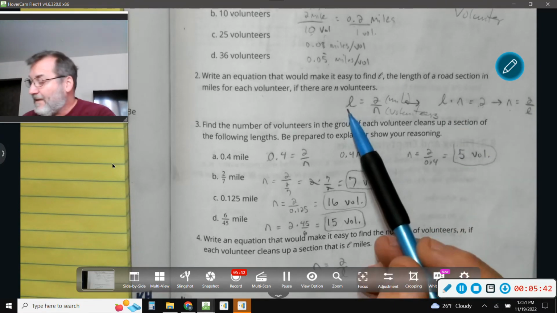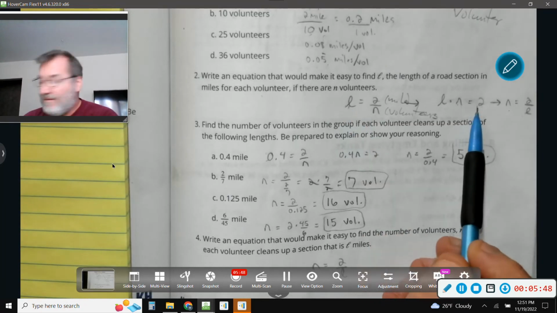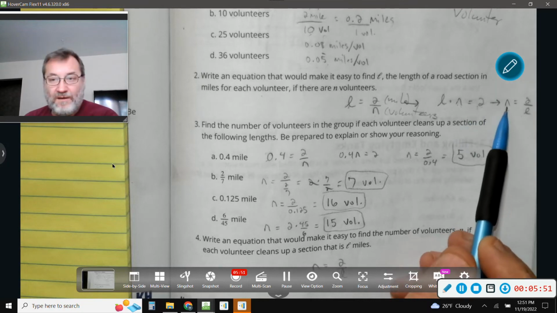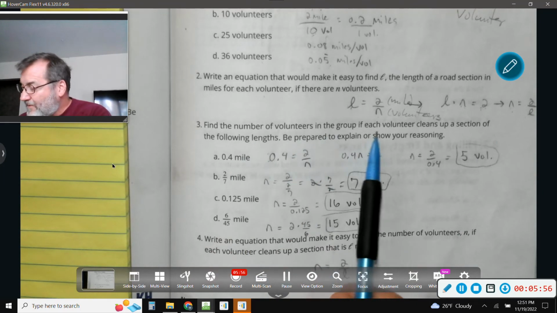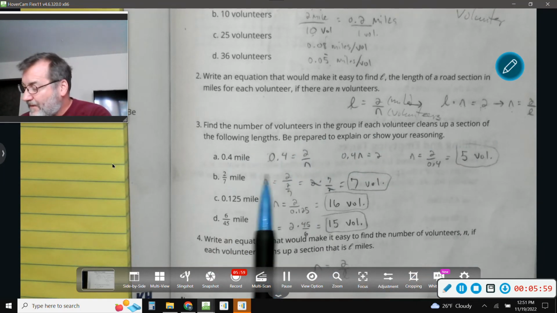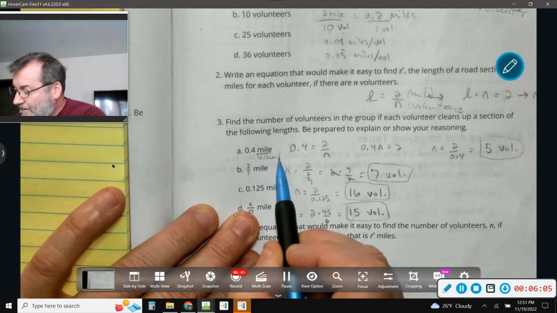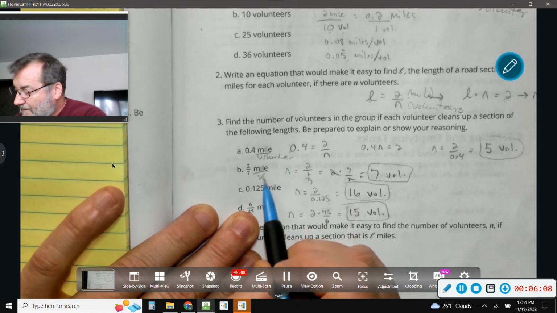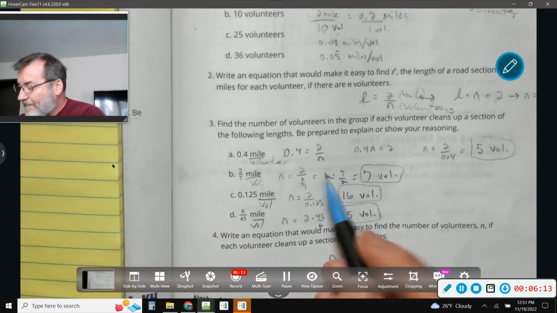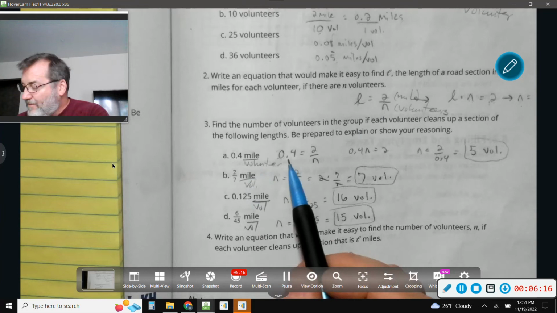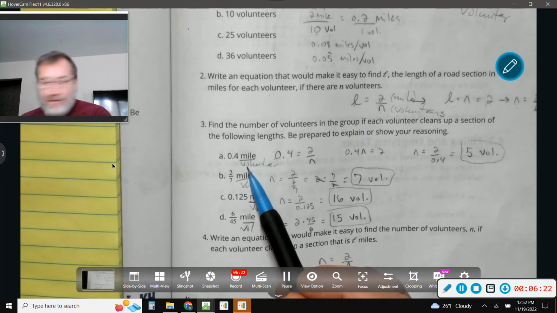It depends if you want to find the length per volunteer, the length that you're going to be cleaning up, or the number of volunteers. Find the number of volunteers in each group if each volunteer cleans up the section following lengths. Each one of these is miles per volunteer. They didn't do a real spectacular job of labeling these, but this is what they're trying to get you to do. I'm giving you that L, and I want to find how many volunteers I'm going to need to get that miles per volunteer.